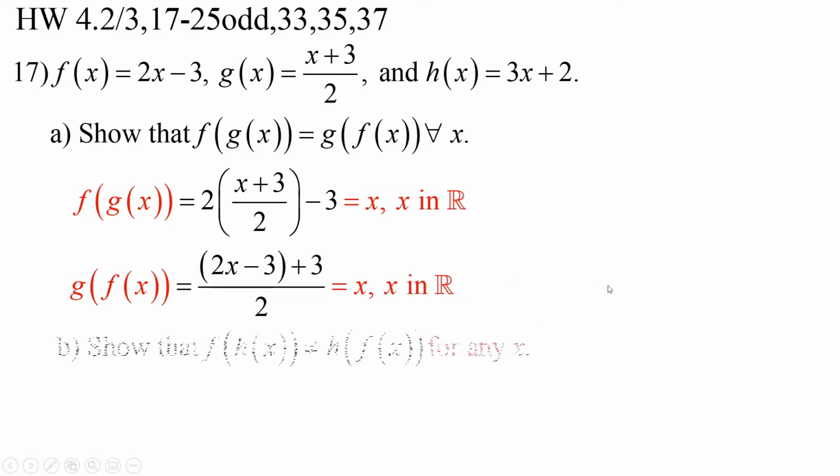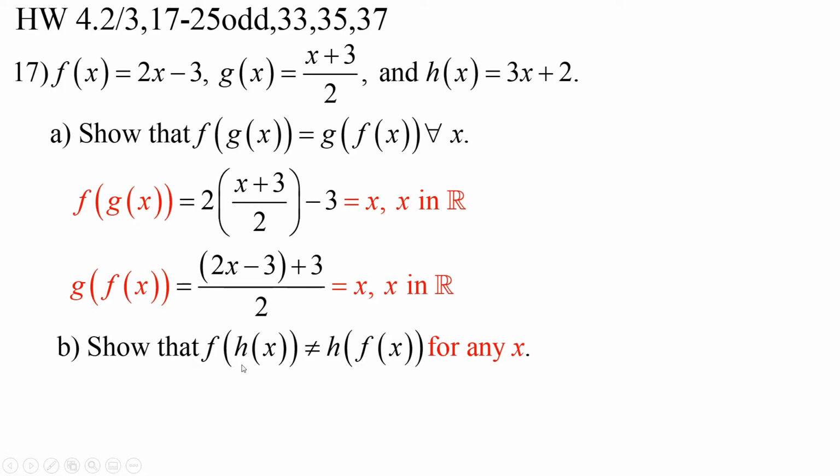Now, part B. Show that f of h of x does not equal h of f of x for any x. Oh, wow. Okay, now this is kind of rare too, because usually functions intersect somewhere, but this is saying for any x. They are never going to intersect if we graph them. Well, that means we'd have to have functions that are nothing more than vertical translations of each other.